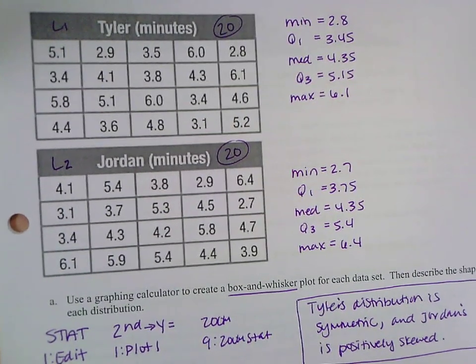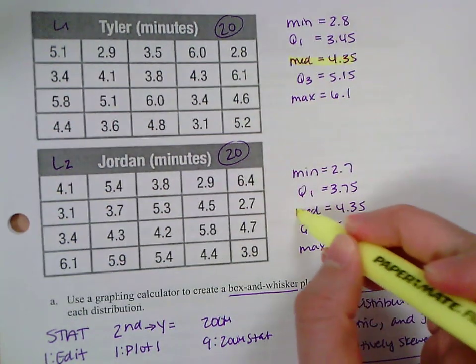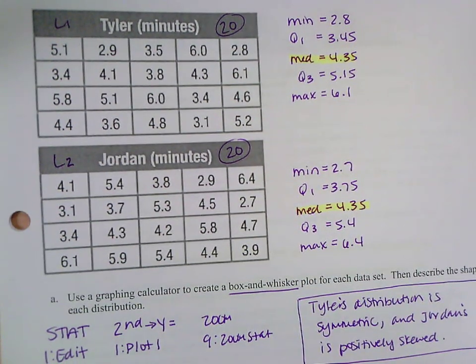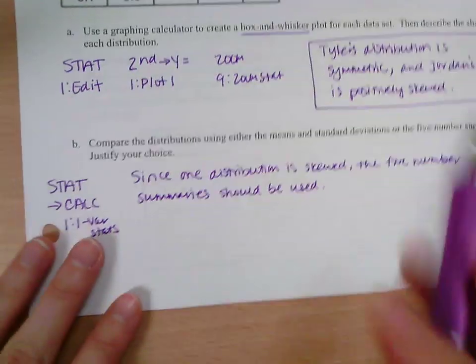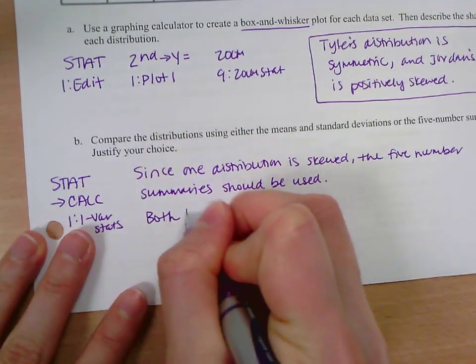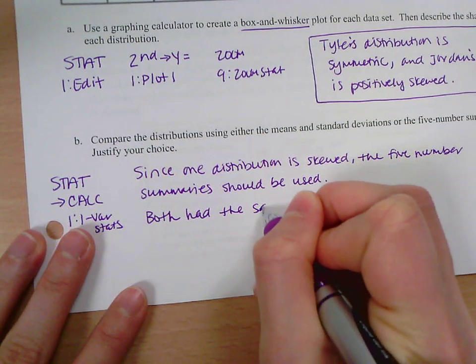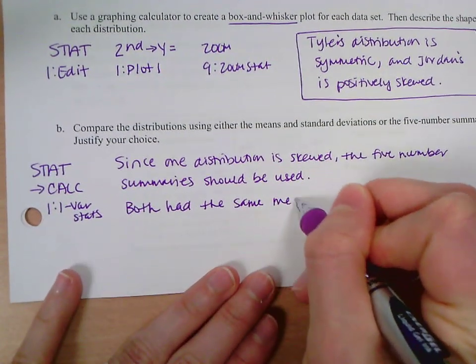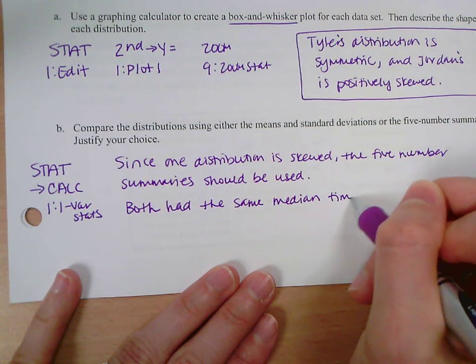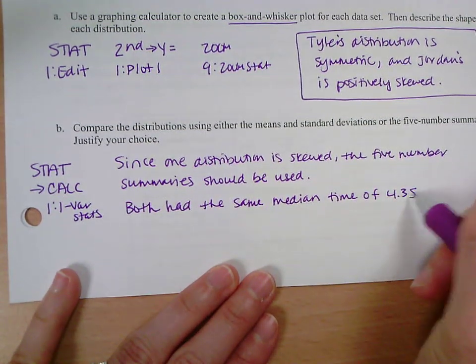Okay, and then it did say in part B to compare these. So you not only find the data values, but you want to compare their measures of center and their measures of spread. So the median is the measure of center. Notice both of them have the same median time. Okay, so I'm going to write that down when you're comparing their medians. I'll put both had the same median time of 4.35 minutes.